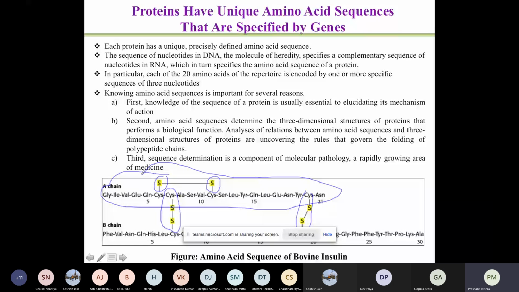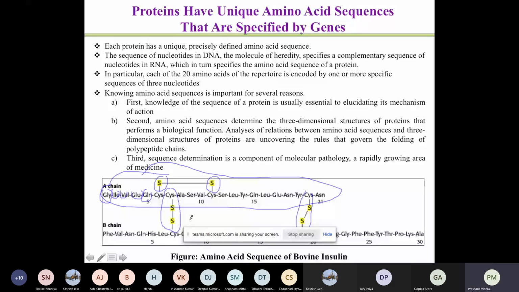When I refer to sequence, I specifically mean that there is a sequence where first is a glycine, followed by isoleucine, then valine, then glutamic acid, then glutamine, then cysteine, and so on. So the sequence of amino acids precisely defines the arrangement of amino acids in a unique sequence. And this is always unique. That means you may have two proteins which have the same composition but differ in their amino acid sequence. Am I clear on this?